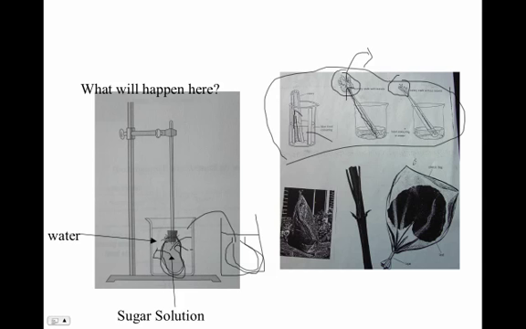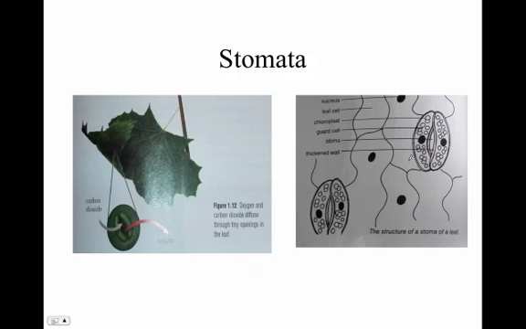Let's look at this picture. What's this showing you? If we stuck a bag over top of a leaf, what would happen after 24 hours? There would be water droplets on the inside of the bag, and that would prove that water is evaporating through the process of transpiration from the leaves. How does it do this?